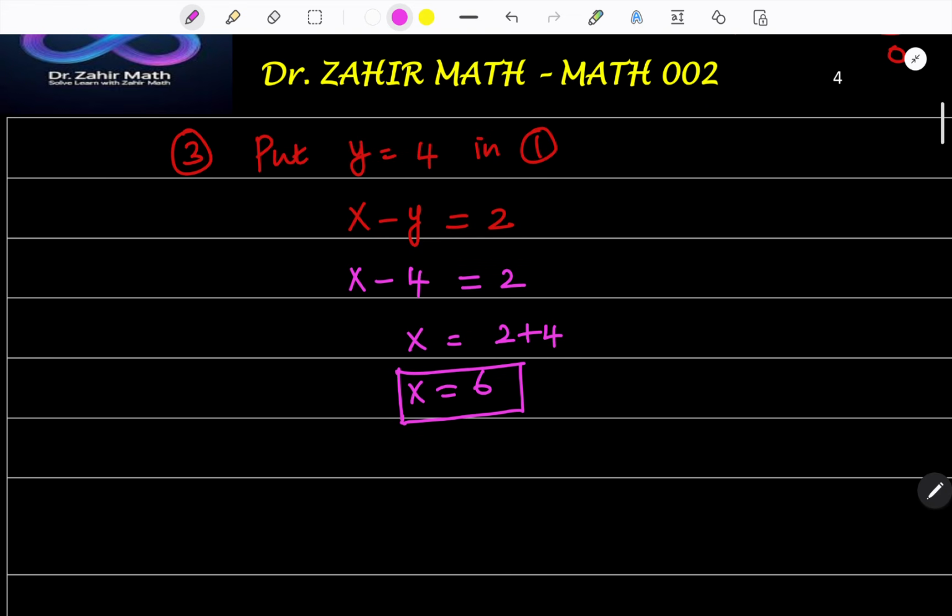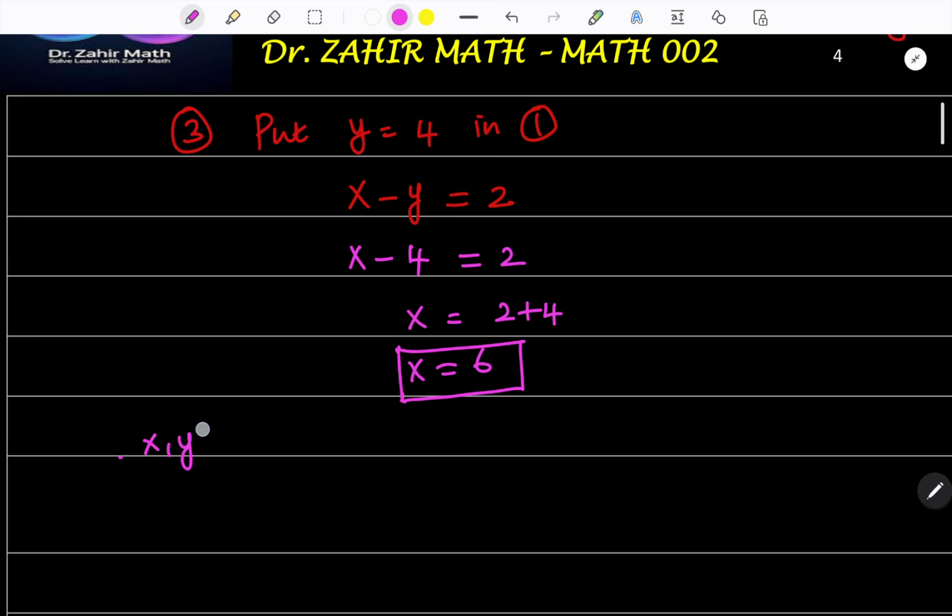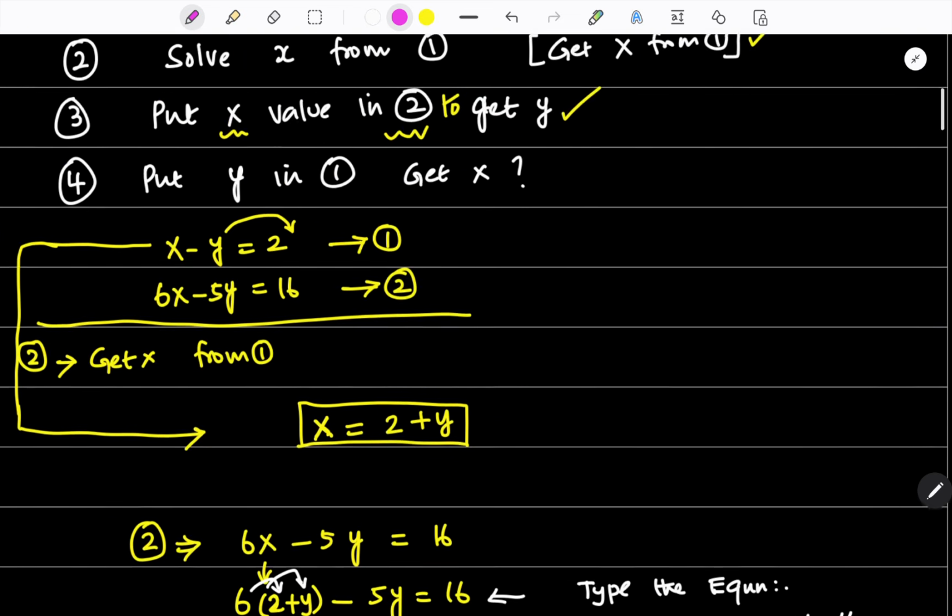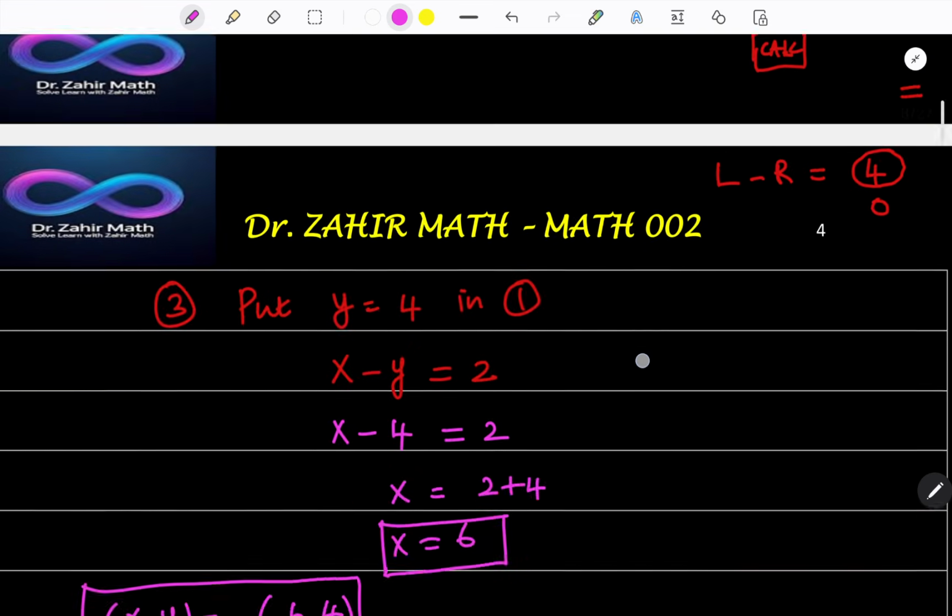So therefore, the final answer is (x, y), which is x equals 6 and y equals 4. So very, very easy. Clear, all of you? Right. So let me do one more question.